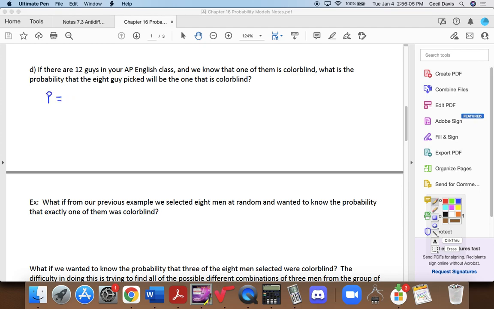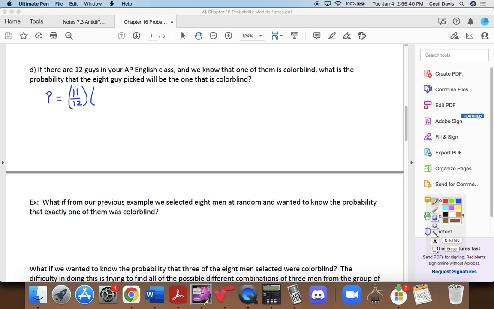So the first guy you pick, do you want him to be colorblind or not? No. So what's the probability that the first guy that you pick out of the 12 is not colorblind? How many colorblind guys are there? 1. How many non-colorblind guys are there? 11. So what's the probability you'll pick a non-colorblind guy? 11 out of 12.